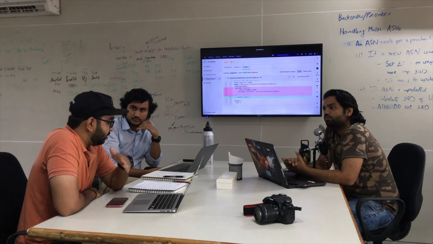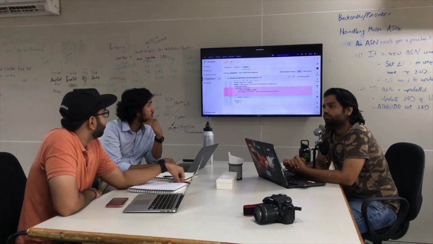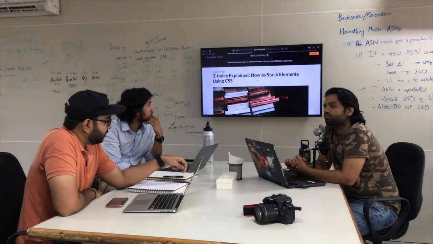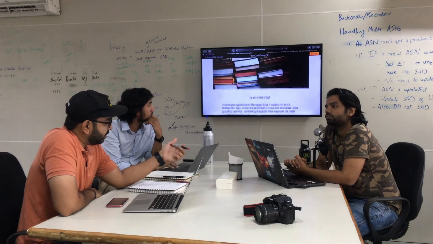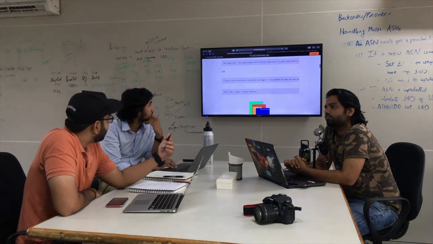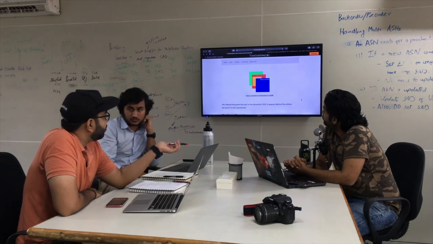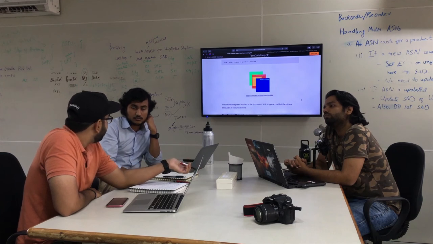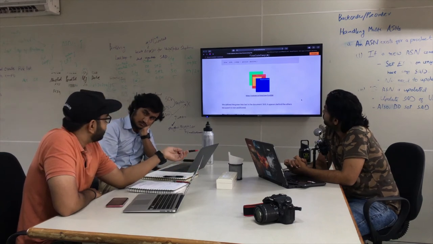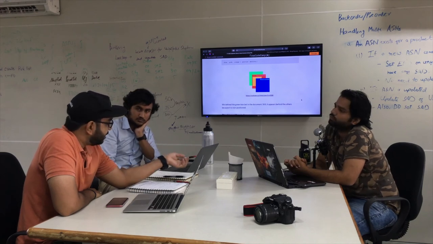I just wanted to discuss some of the rules of the Z index. As I mentioned, Z index defines the position of the element in the third dimension, literally. And the other rule is that Z index is only applied on elements which are positioned other than static, like a position absolute element or a position fixed element.